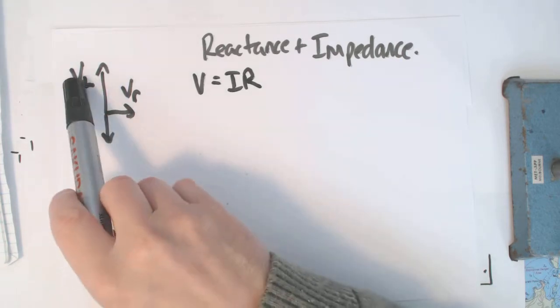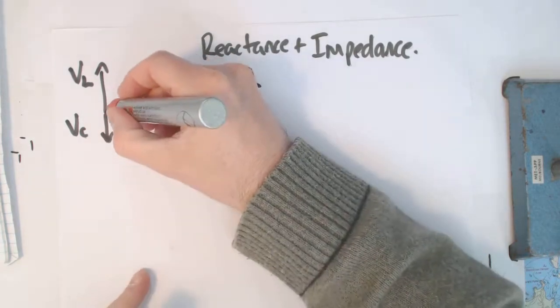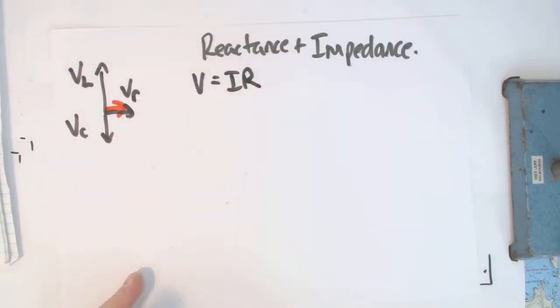Now, what is the current in the circuit? Well, we said the current in the circuit is the same throughout the circuit and in phase with the voltage on the resistor. But we haven't figured out how to work out these voltages yet, and that's because we need to know the resistance of the inductor and the resistance of the capacitor. Both of them have a form of resistance.